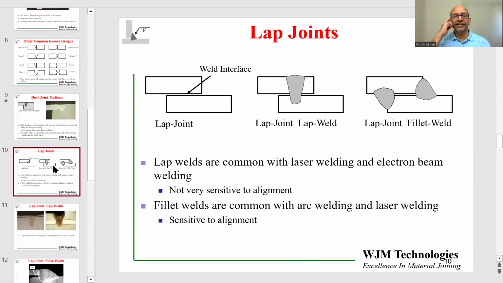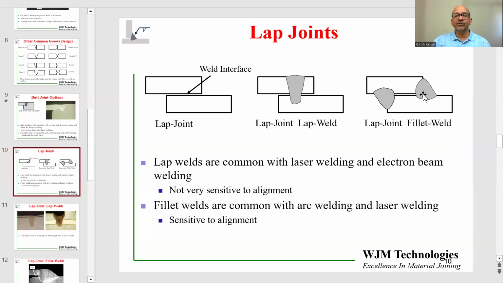The other joint we are going to review is a lap joint. A lap joint is where two parts come together, one on top of the other, and you can see the interface over here. And it can be made in two ways. Using laser welding or electron beam welding, you can make a lap joint with a lap weld. That means the energy goes through the top part into the bottom part, and the edge is not disturbed over here. The beauty of this type of weld is that it is very insensitive to misalignment. So you can have a little bit of misalignment of the laser beam and it doesn't affect the welding quality as much, because the width of the weld at the interface does not change too much.